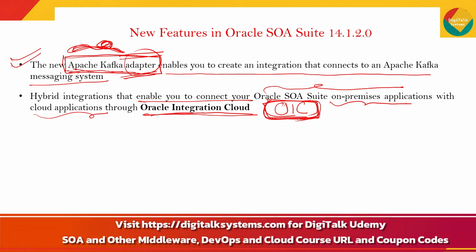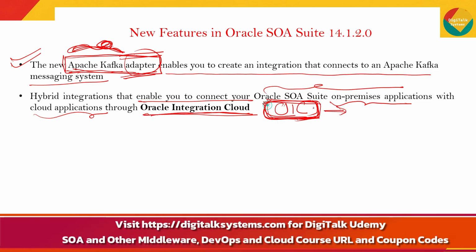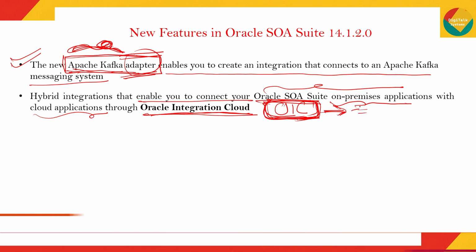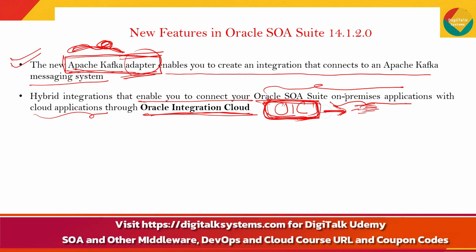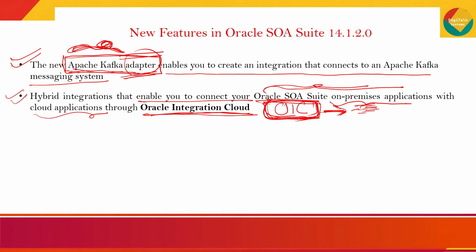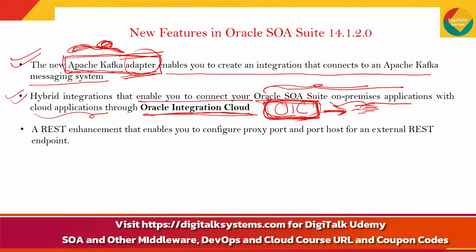As I said, OIC is a separate integration cloud product, so you need to create certain instances in the OIC cloud. Once you configure your instances, you get the client ID or the secure keys or API keys for integration, which you can configure with your on-premise SOA Suite application. In this way, you can enable the integration of your SOA Suite applications with the cloud applications with the help of Oracle Integration Cloud.